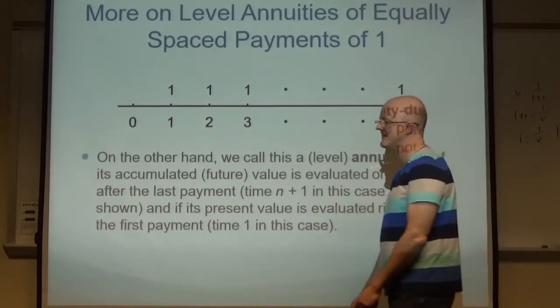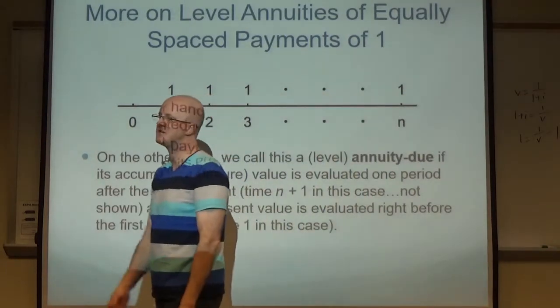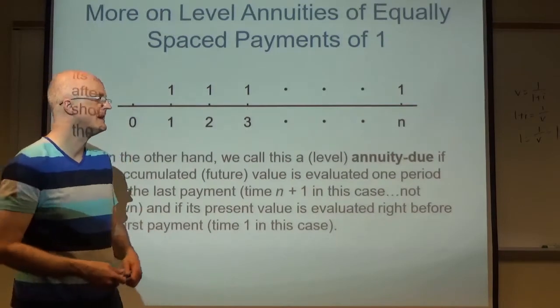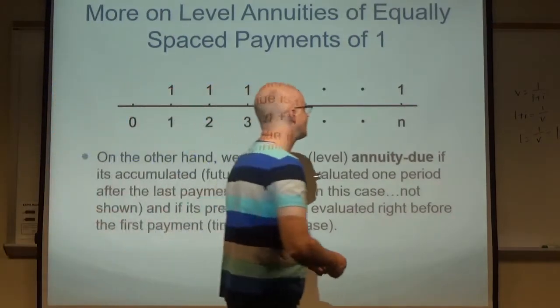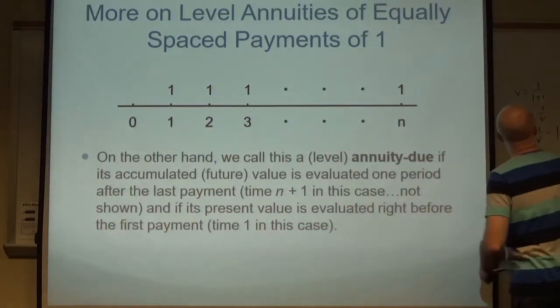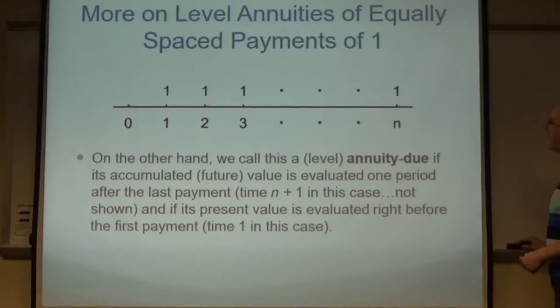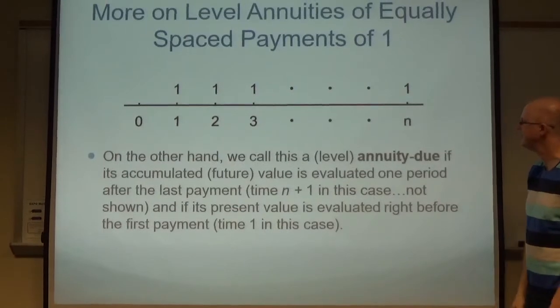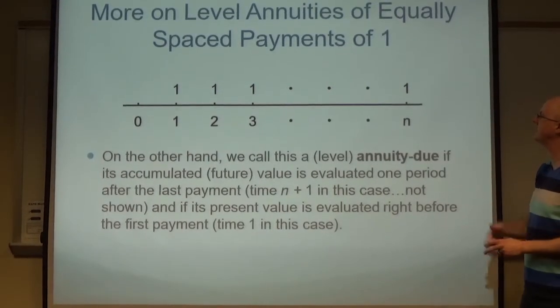You can also think of such a level annuity in a different way as what's called an annuity-due. And I purposely made the timeline in this situation the exact same as before, even though for annuities-due, it's typically made differently. The key thing here, again, is not what the times are, other than the fact that you've got n periods that are equally spaced. The key thing is when you are evaluating the future and present values.